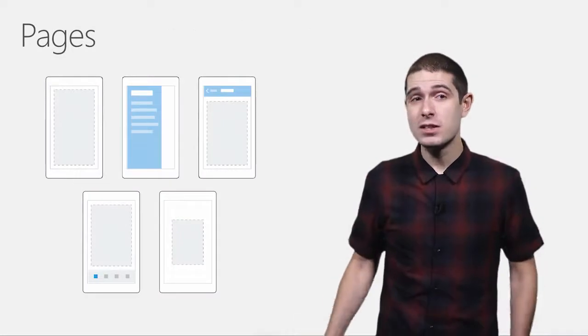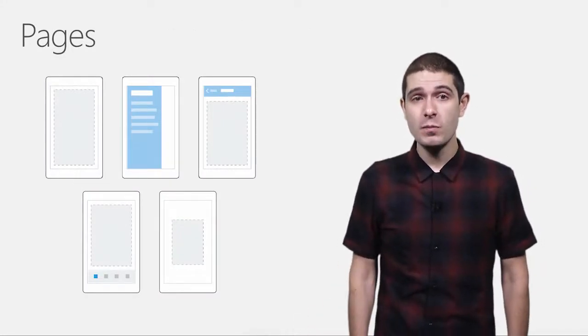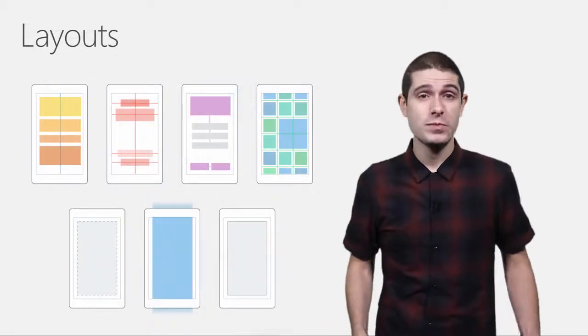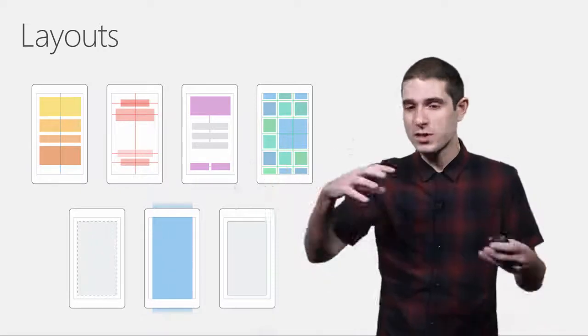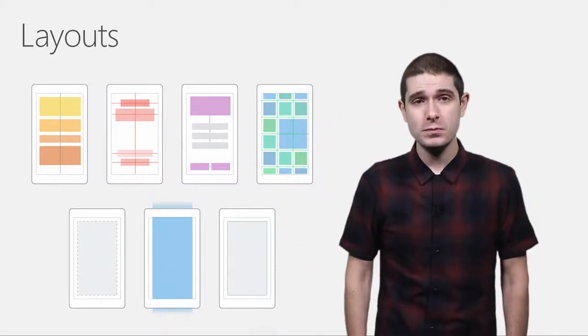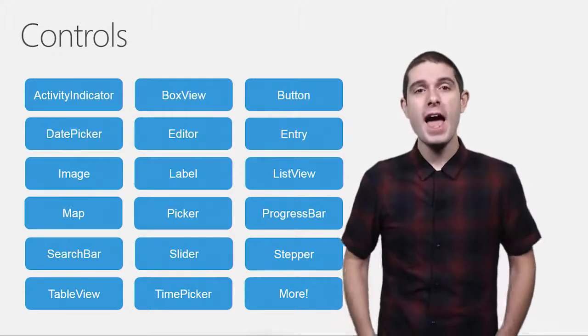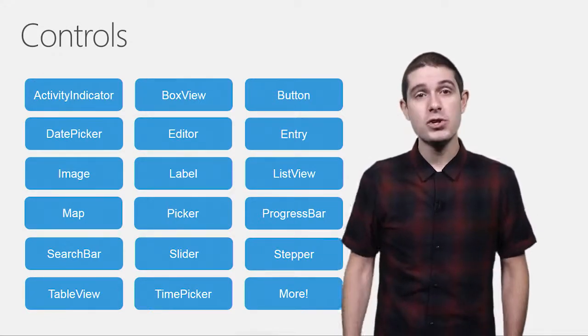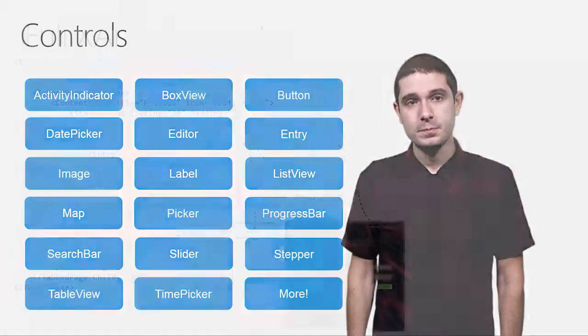There's plenty of pages such as navigation, tabs, and carousels to get you off the ground running, and of course ways to lay out your controls, stack, relative, grids, scroll views, and you can of course nest and bundle this all together. And then there are those controls, sliders, pickers, entries, buttons, anything that you can access from shared code that has an abstraction across iOS, Android, and Windows.